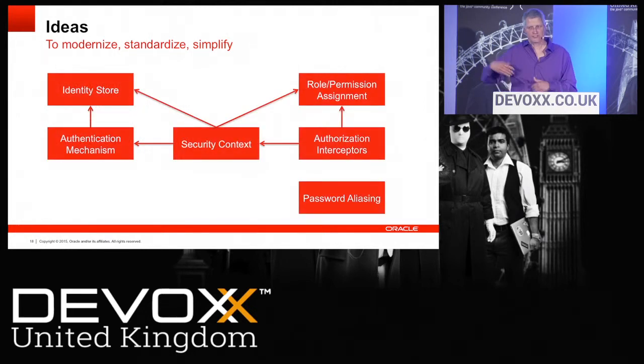If you don't like looking at lists, here's another view of the same diagram where you can see dependencies, right? An authentication mechanism would depend on an identity store. The security context is something you can use to access different areas of your current security, and it would need access to the authentication mechanism, the identity store, and the permissions. The authorization interceptors would need access to the role permission assignment, and then password aliasing really doesn't have any dependencies. It's just sort of on the side.